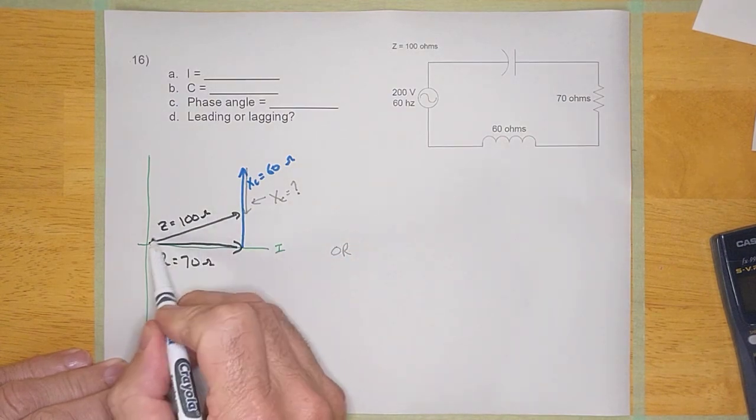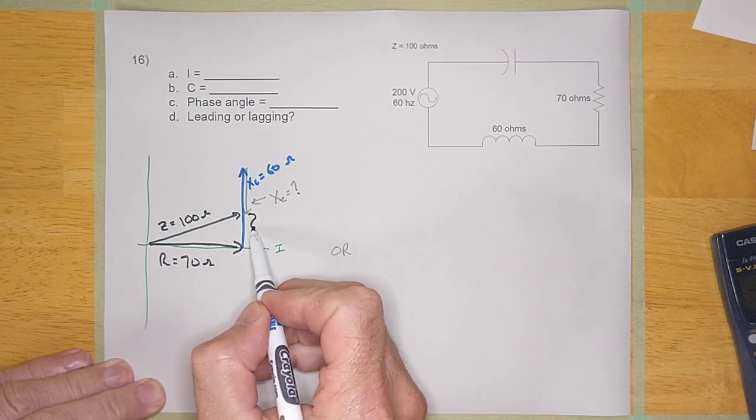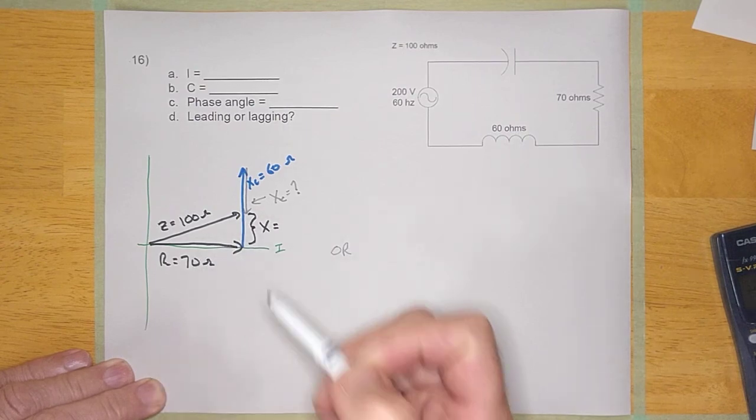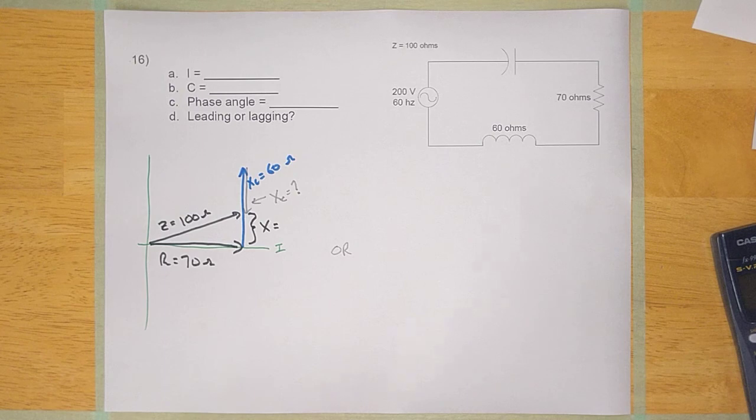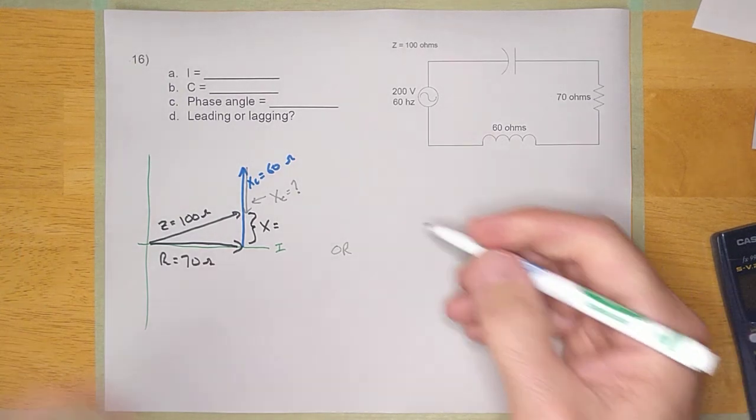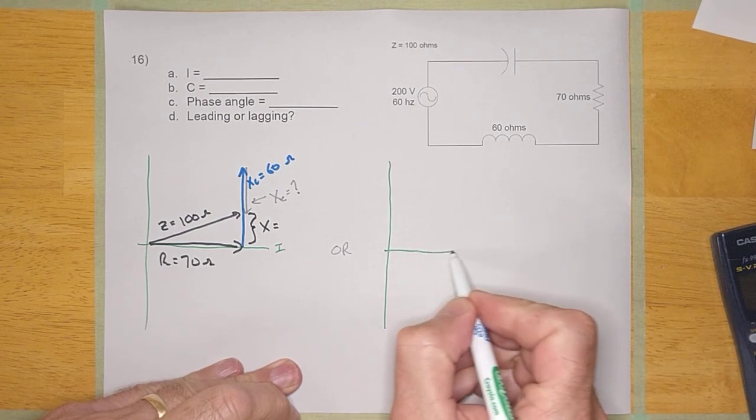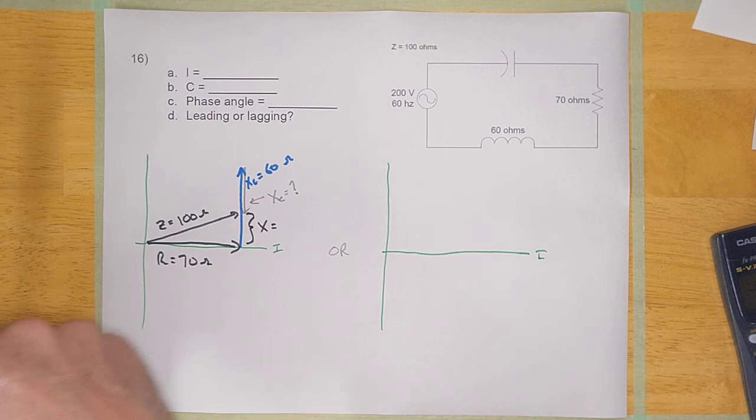And now that I know Z, given R, I should be able to actually calculate X right here using the Pythagorean theorem, right guys? And then if I know X, maybe I can calculate XC. The problem with this particular question is that there are actually two possibilities, all right? Because I could have a situation that looks like this, and I simply don't know right now. So we'll draw them both.